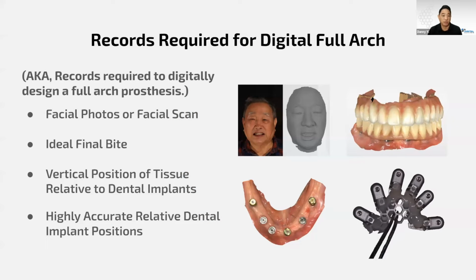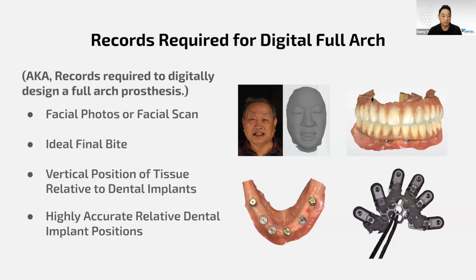The records required for digital full arch, and really the concept is these are the records that you really need to digitally design a full arch prosthesis. These records are facial photos or a facial scan, and we'll talk a little bit about what kinds of photos are ideal, what you would need, things like that, or at least just the baseline of what they are. I'm using my dad here as my example for the facial photos because I want to protect the identities of the patients, but it's just a nice time to be able to recognize my dad.